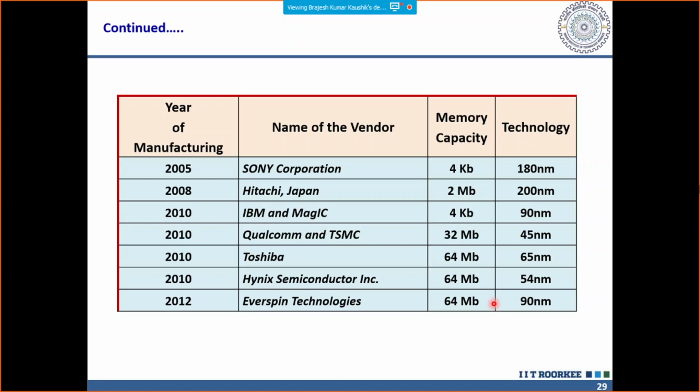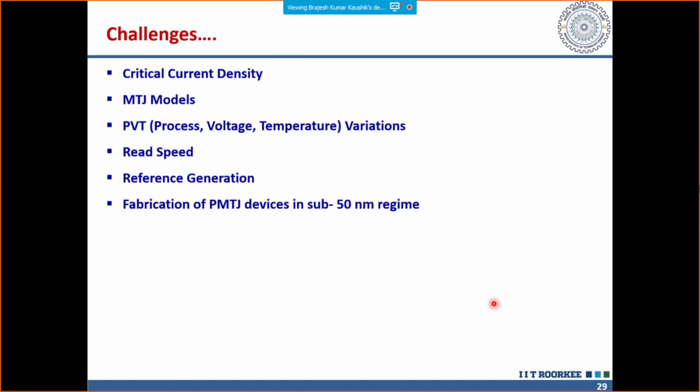And in fact, all these MTJ based memory cells are also evolving very well. Many of these devices, STT-MRAMs, are being replaced by SOT-MRAMs also, which is again a different class of memory, right? So those cells are also coming up.